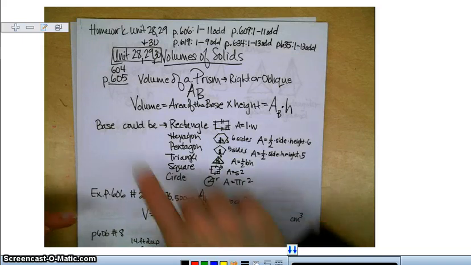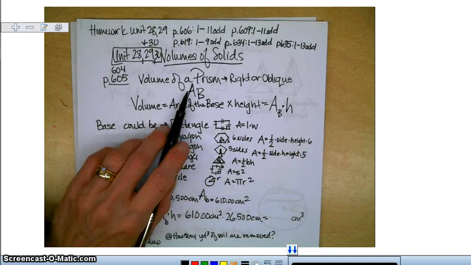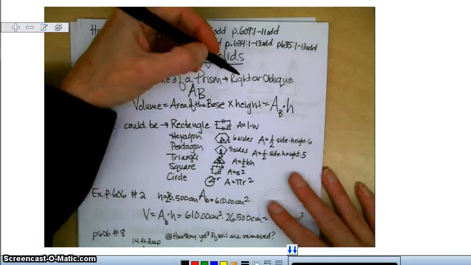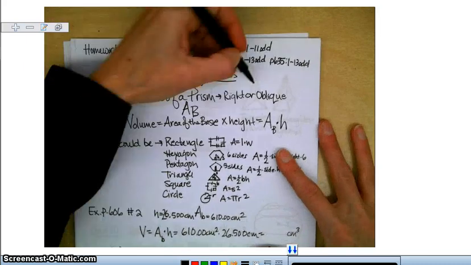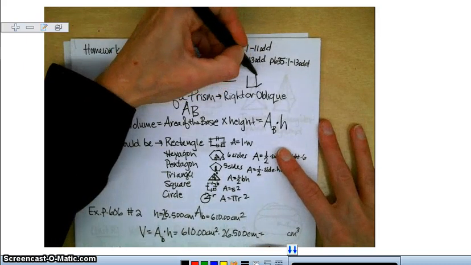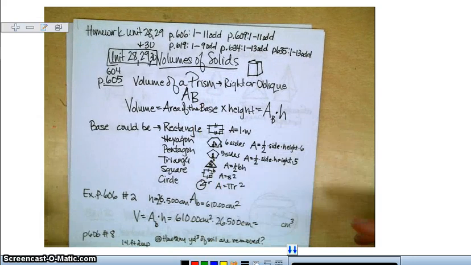Pages 604 and 605 is where you can look in your book if you want to see some actual pictures. We've got the volume of a prism, right or oblique. A right prism would be something that is straight up and down, oblique is slanted. A prism is basically like a box. So you're finding the volume of a box. A prism, I just think of it as a box.